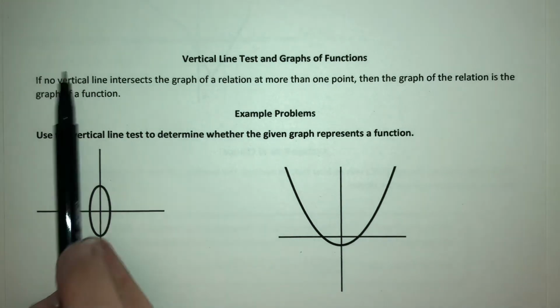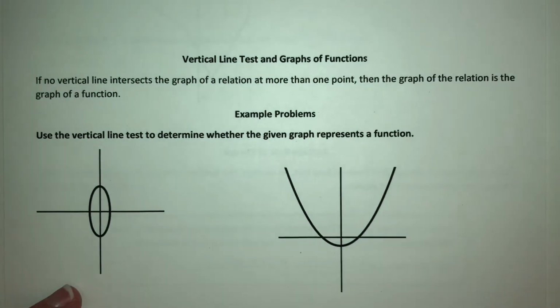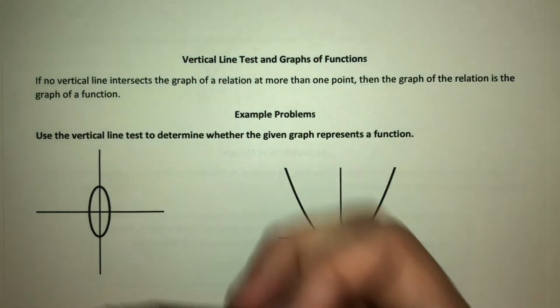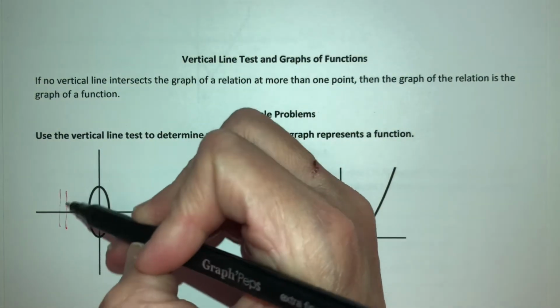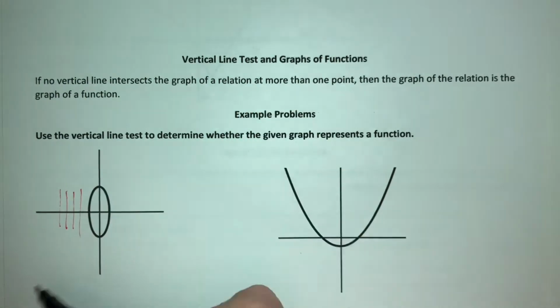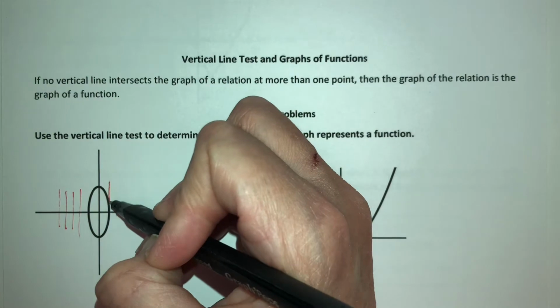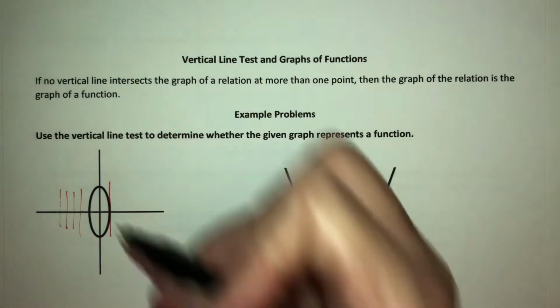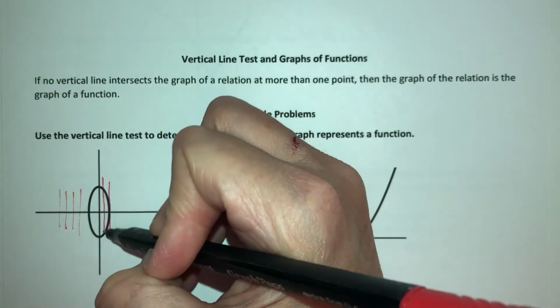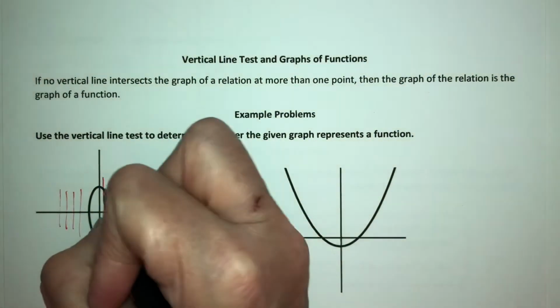Okay? The vertical line test says if no vertical line intersects the graph of a relation at more than one point, then the graph of a relation is the graph of a function. Some teachers call this the pencil test, okay? And what you do is you imagine vertical lines passing through, and it's okay if the vertical line doesn't hit your graph, that's fine. It's okay if your vertical line hits in one point, but if it hits in more than one point, you've got a problem.